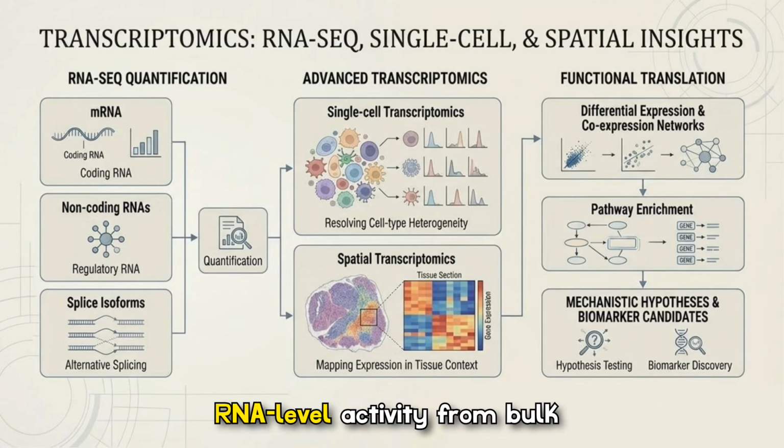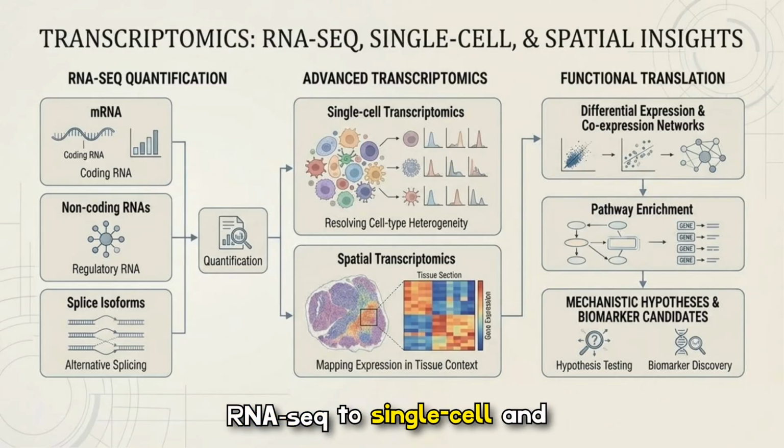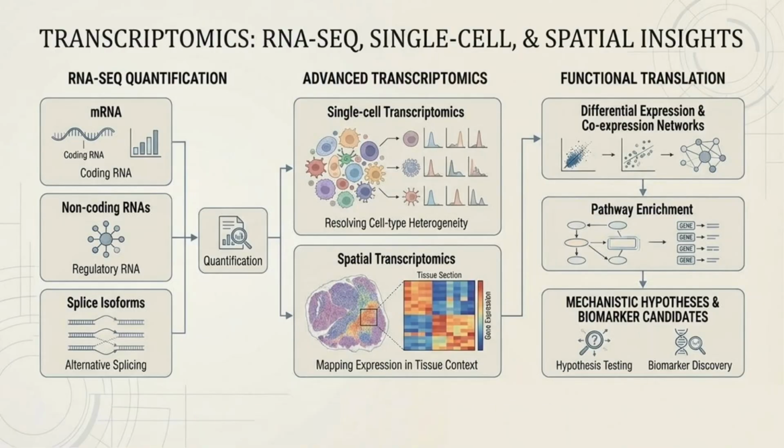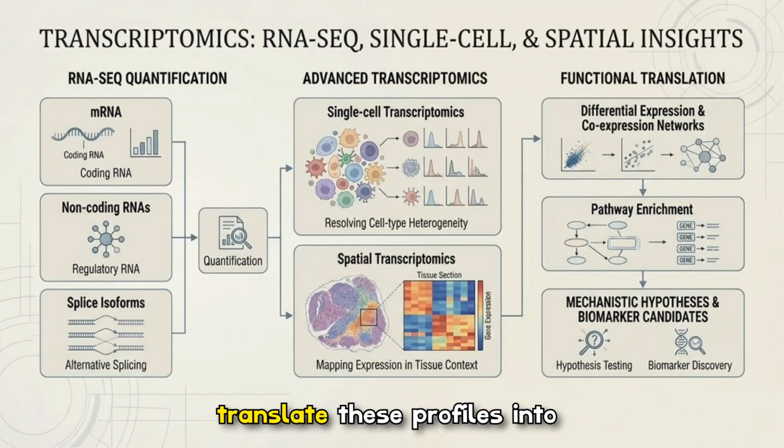Transcriptomics captures RNA-level activity from bulk RNA-seq to single-cell and spatial methods, quantifying mRNA, non-coding RNAs, and splice isoforms. Single-cell and spatial approaches resolve cellular heterogeneity and map expression in tissue context, while downstream analyses translate these profiles into differential expression patterns, pathway enrichment, and mechanistic hypotheses for biomarker discovery.